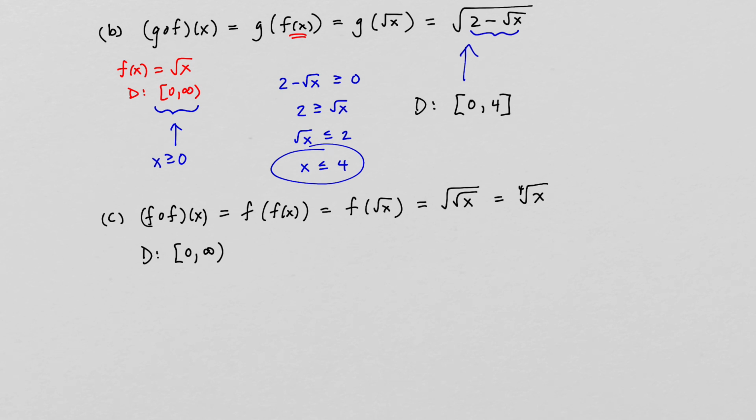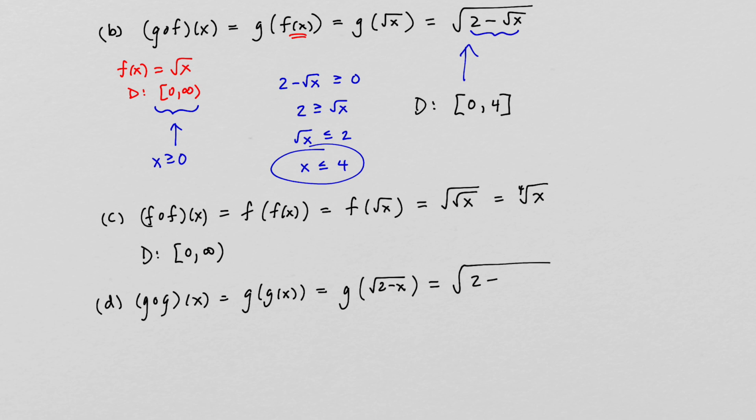Now for part D, we are doing g of g of x. This means we are plugging g of x into g of x. Now let's remember that g of x was the square root of 2 minus x. So we're doing g of the square root of 2 minus x. And that means we're plugging the square root of 2 minus x into the square root of 2 minus x. So this becomes the square root of 2 minus the square root of 2 minus x.